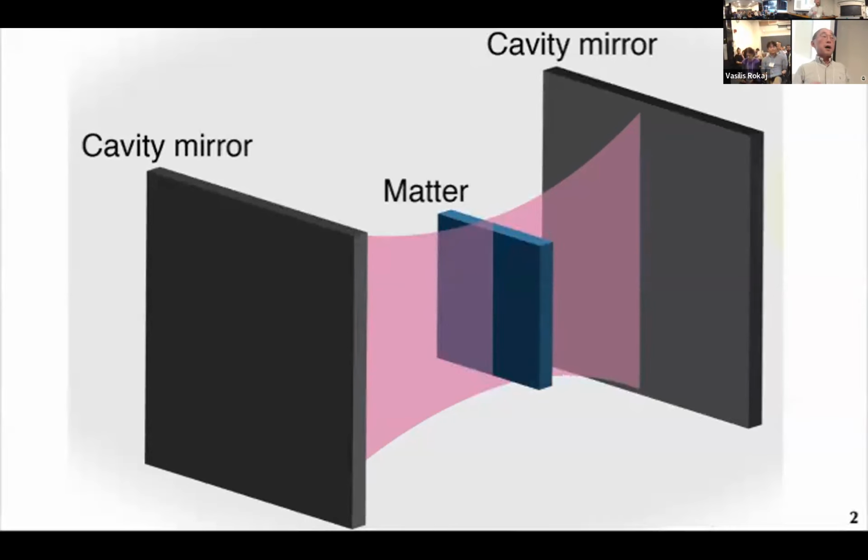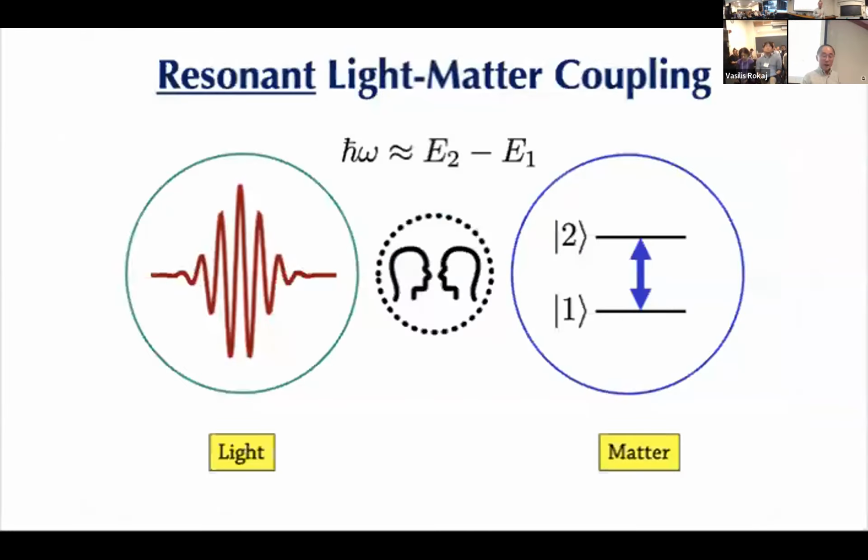Instead of driving using external light, we just place our material inside a cavity, and then we watch the influence of the cavity fields. So instead of studying non-equilibrium dynamics, we are more interested in probing the ground state properties of the system in thermal equilibrium, modified through interactions with cavity photons.